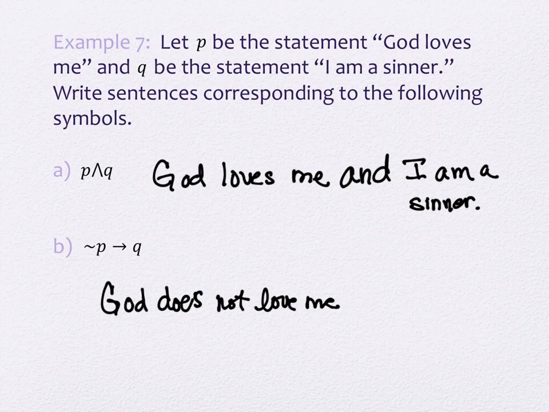Okay, but I needed something before. What should have come before God? Yeah, an if. So the arrow means that I needed an if statement. If should have come at the beginning. What would come after this then? Yep, the then. Then what? Then I am a sinner.